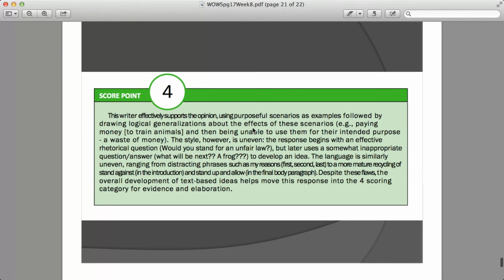Okay. So they loved this one. They scored this above grade level. And as you can see, they're not expecting perfection. We found things that were wrong, but that's okay. All right, so let's see what they say about it.